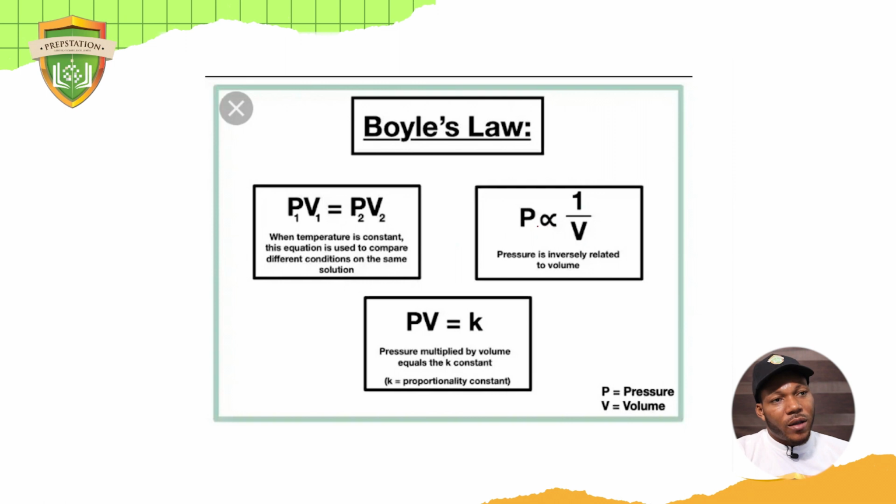Boyle's law states that the volume of a fixed mass of gas is inversely proportional to its pressure, provided the temperature is constant. When you do that, you now have PV equals K. What is your K? It is a constant of proportionality. With this, you now get P1V1 equals P2V2. All right, let's move on.